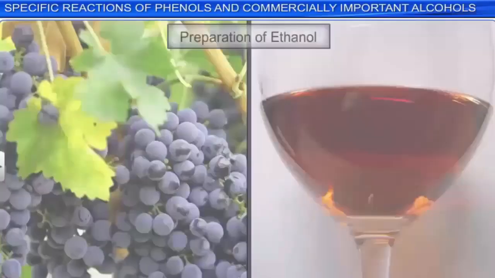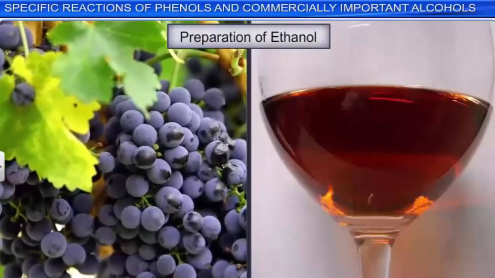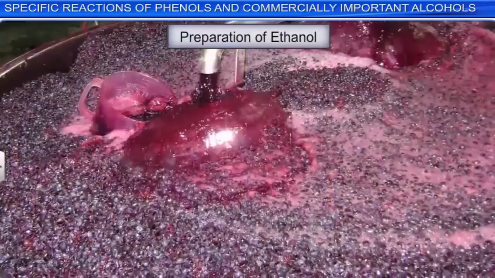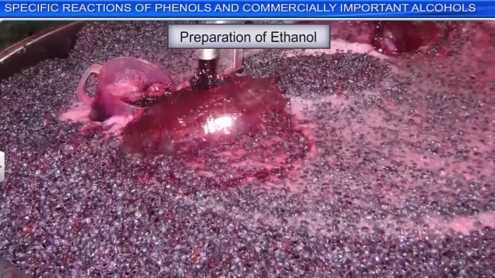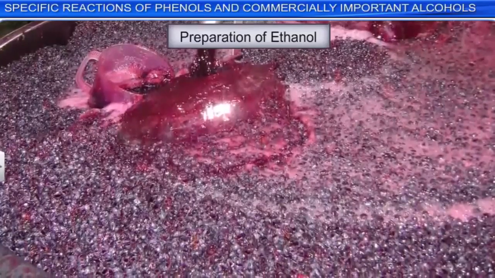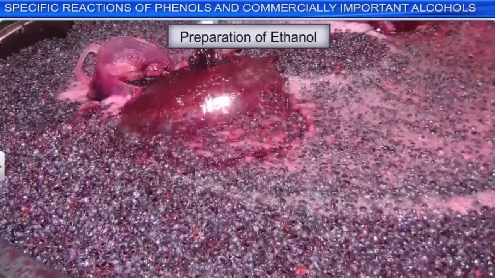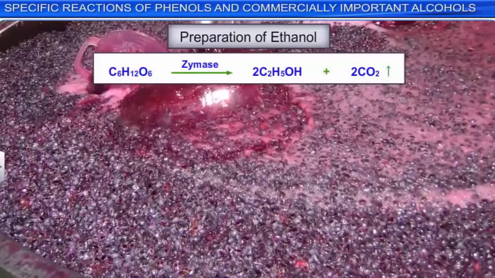In winemaking, grapes are the source of sugars and yeast. As the grapes ripen, the sugar content increases. Yeast grows on the outer skin of the grapes. When the grapes are crushed, the sugar and the enzyme zymase come into contact, which initiates the fermentation.